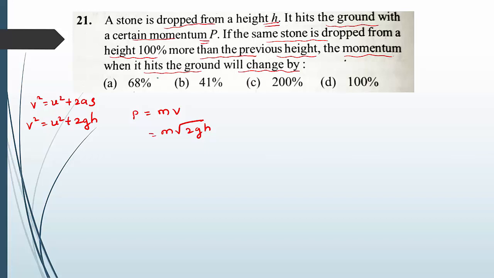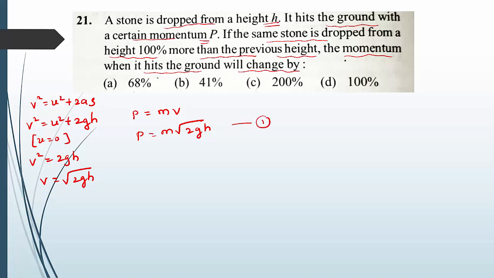It is a freely falling body under acceleration due to gravity, so we can write this equation. The initial velocity is 0 before dropping. So we got v square equal to 2gh, v equal to square root of 2gh. So this is momentum, m square root of 2gh, when the stone hits the ground from the height h. Let us take it as equation 1.